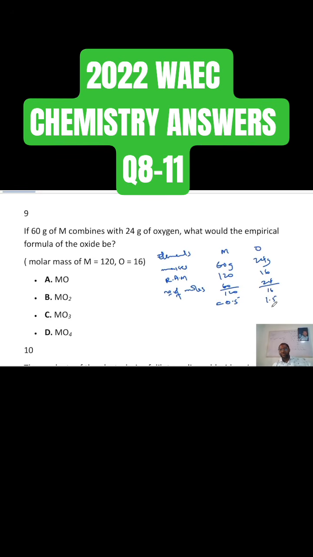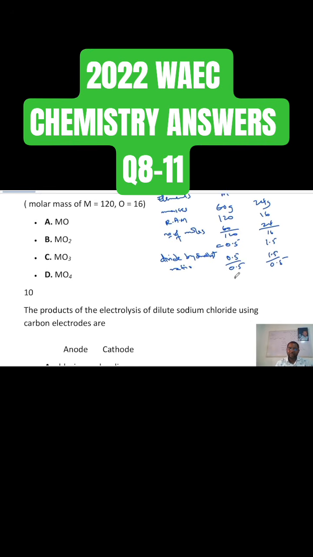And of course 1.5, whenever you see 1.5, do not approximate. All you need to do is make them balance. But before you do this, you divide by the smallest ratio. So 0.5 is smaller, so I'll divide by 0.5. Then here will be 1.5 divided by 0.5, right? And this would be 1 and this would be 3. So the answer is MO3, which is C.